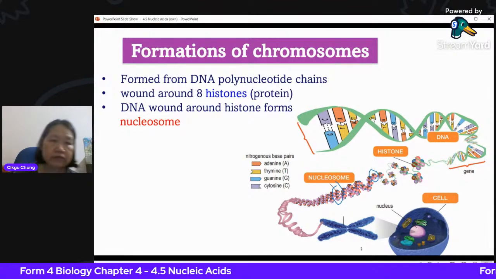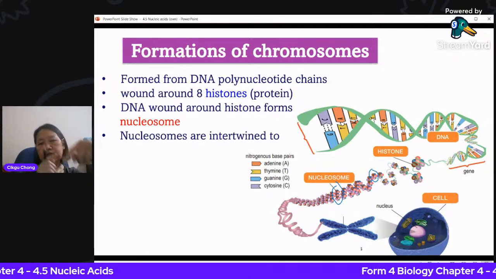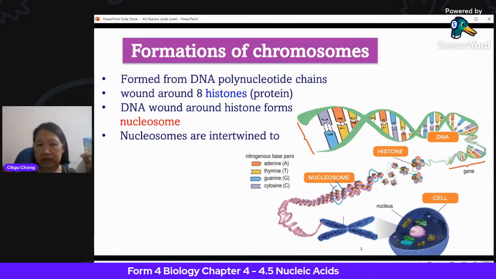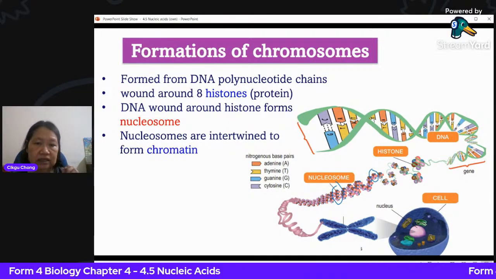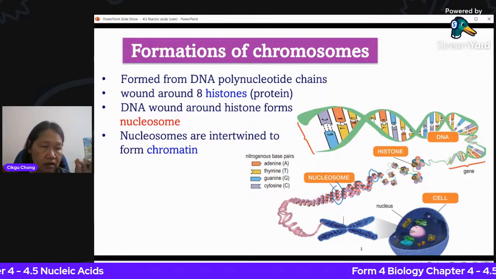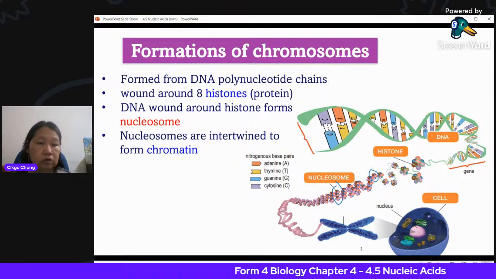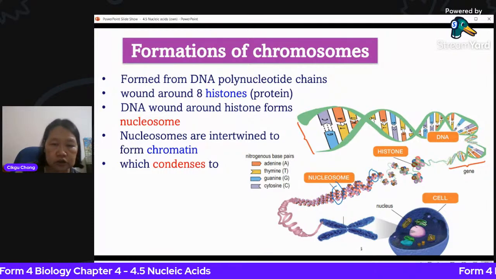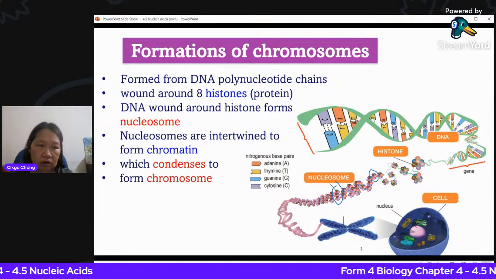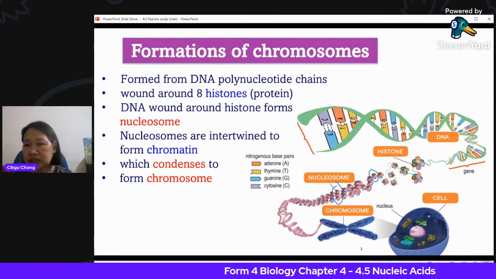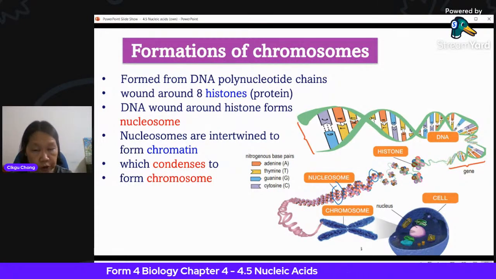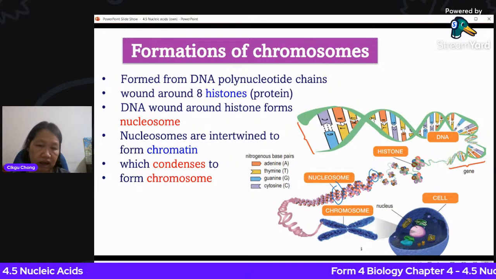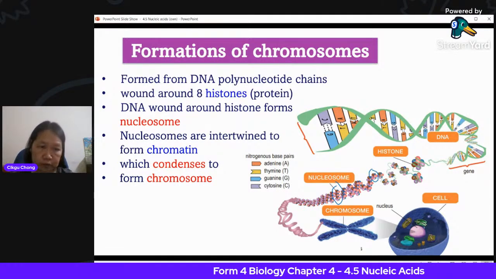Okay, nucleosome. And then after that, the nucleosomes are going to form tight coiling. They intertwine, coil around and become very tight to form chromatin. So your chromatin is going to be a basic unit to form your chromosome. So later on, it will condense, become shorter and thicker to form this structure that you see here that you call chromosome. So all this genetic information is found inside your chromosome, and the chromosome is inside the nucleus, in the cell. Every cell will have a nucleus. Every cell will have chromosomes.